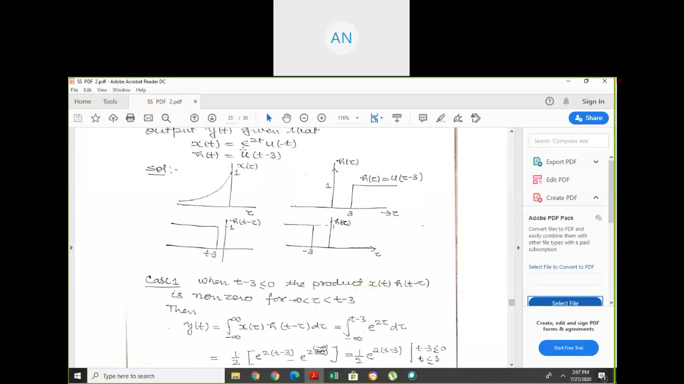x(t) is given by e^(2t). e^(2t) is a rising exponential, and because it is multiplied by u(-t), whose magnitude is always 1 where it is nonzero, this exponential finishes at t is equal to 0.